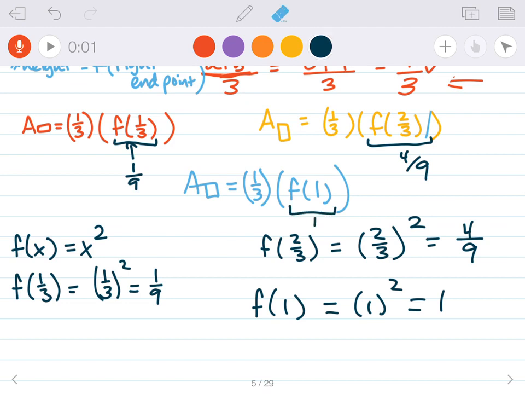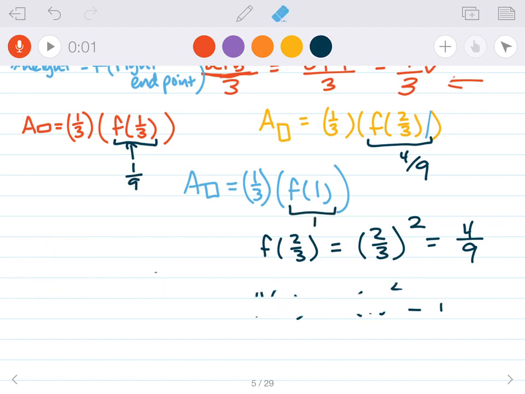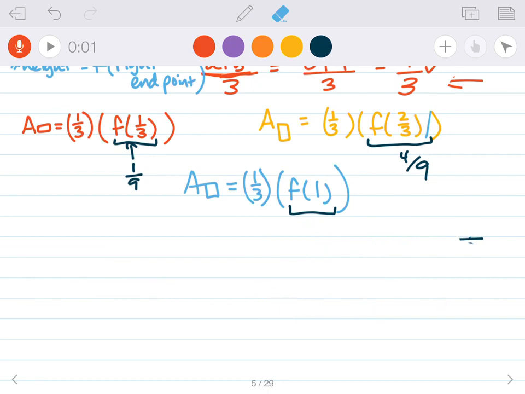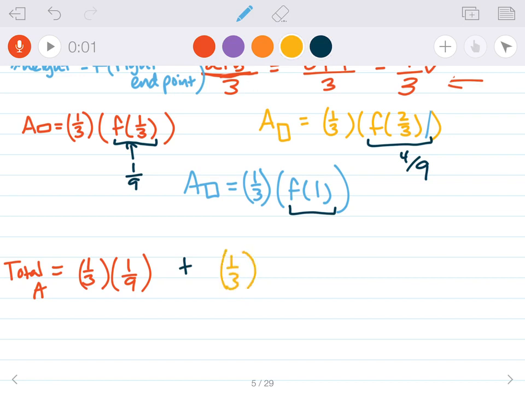All right, so let's write this again. Let's do some cleanup here. Okay, good. So the area of the red, we have a third times a ninth. Total area, a third times a ninth, plus the area of the yellow, which is a third times 4/9, plus the area of the blue, a third times 1.